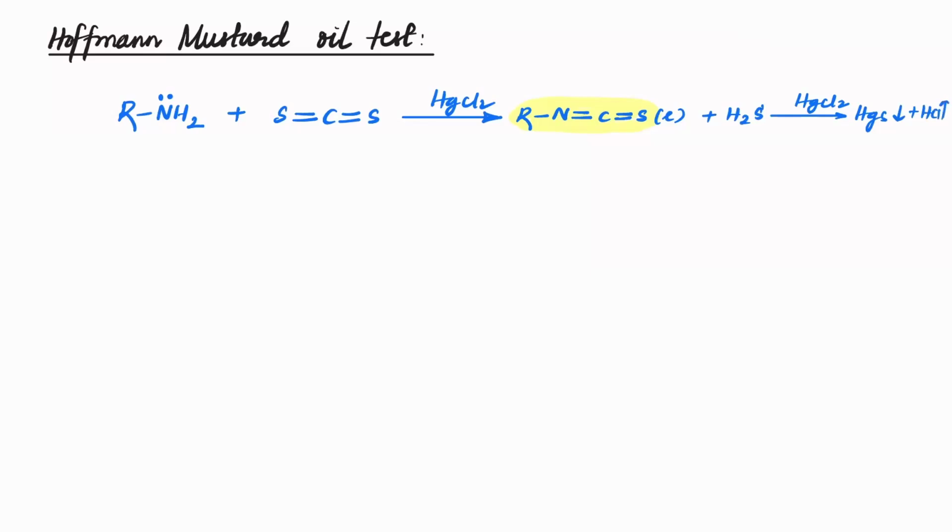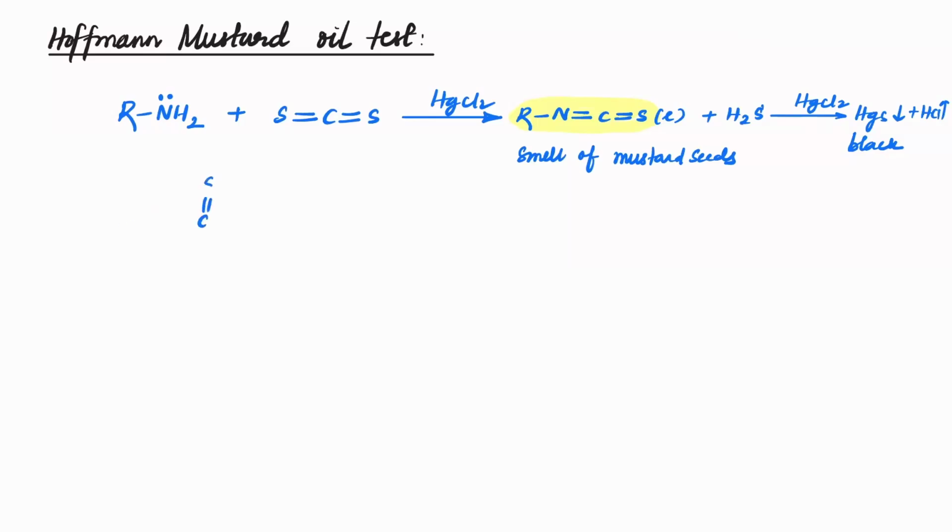So what do I get? I'll get a black precipitate over time, and the smell of this liquid as it starts evaporating will be the smell of mustard oil or mustard seeds. Got it? That's why it is called the mustard oil test.